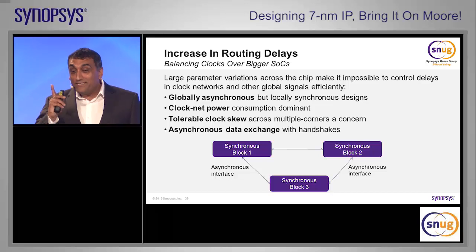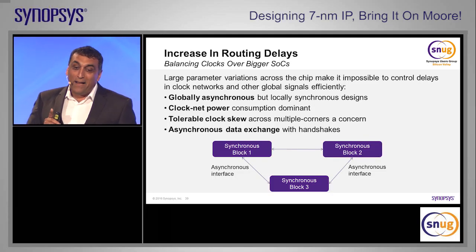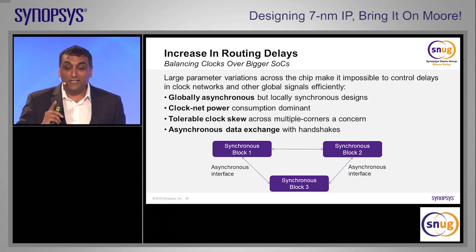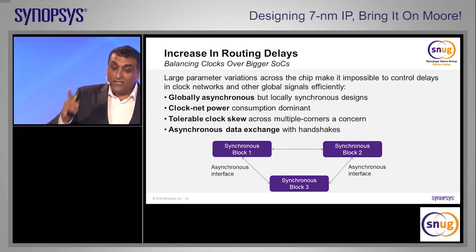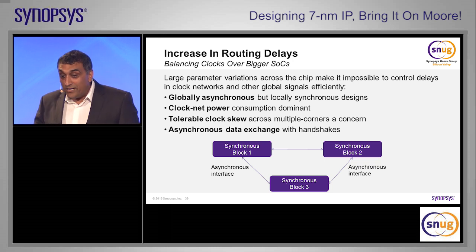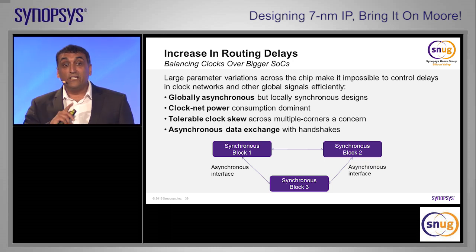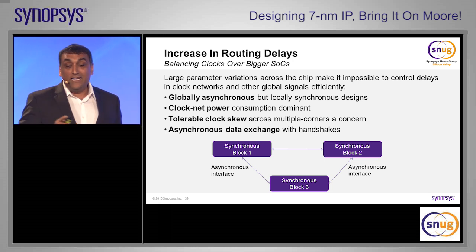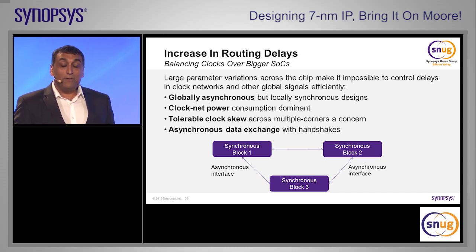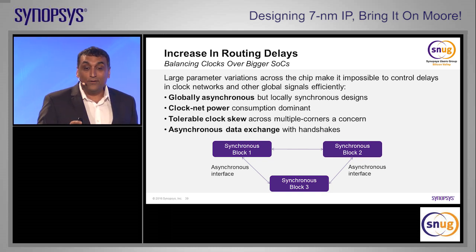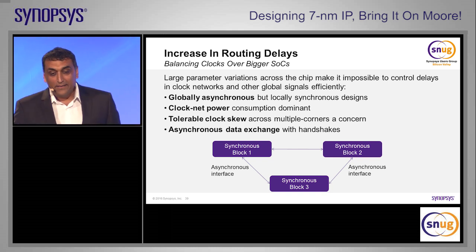So the point, when you've got lots of clocks, lots of clock domains, you've got to balance them over your big SoC. Remember, with these advanced technology nodes, there are parameter variations across the chip. It makes it very difficult to control delays, especially in your clock networks and any other global signal. So what's happening here is that people are starting to move to GALS, globally asynchronous, but locally synchronous designs.